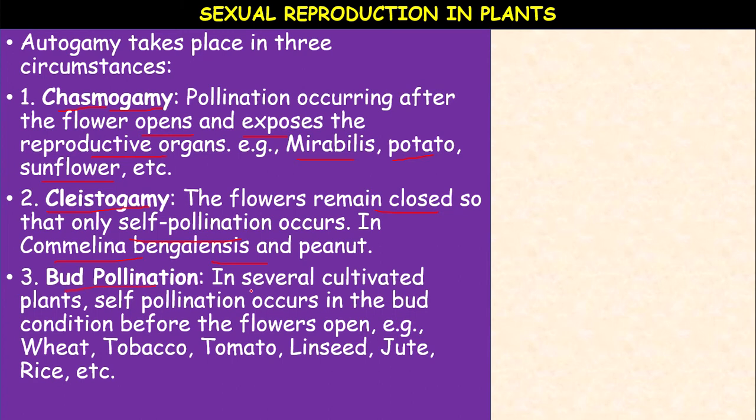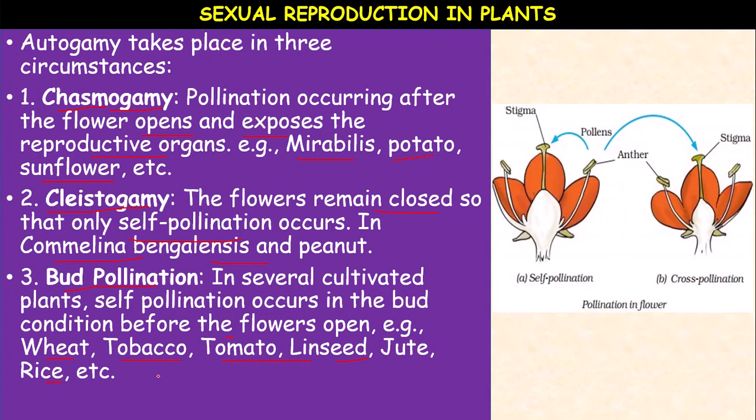And the next, bud pollination. In several cultivated plants, the self-pollination occurs in the bud condition before the flower opens. For example, you can take wheat, tobacco, tomato, linseed, jute, rice, etc. So this is self-pollination: transfer of pollen grains from the anther to the stigma of the same flower, belonging to the same species, or of different flowers belonging to the same species.